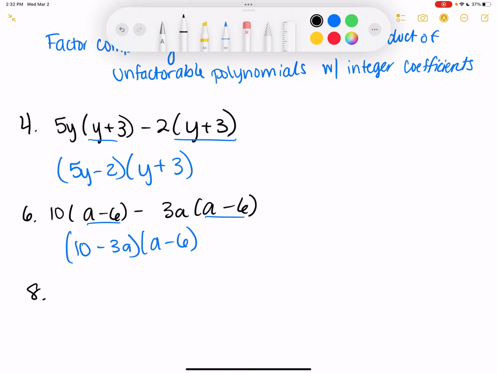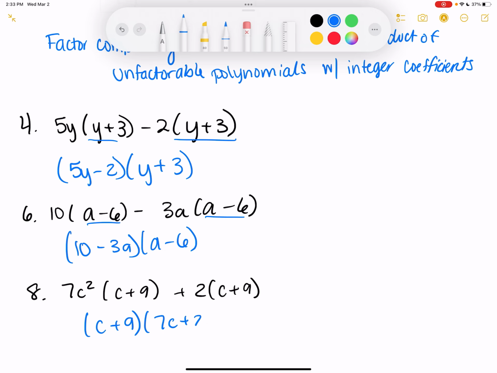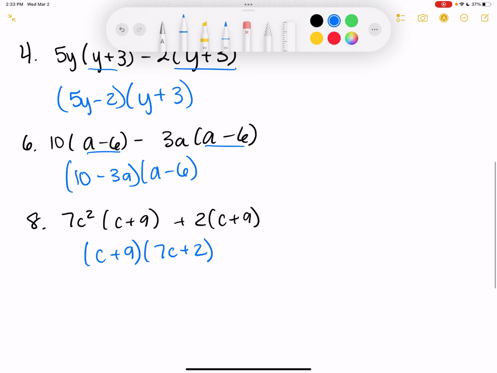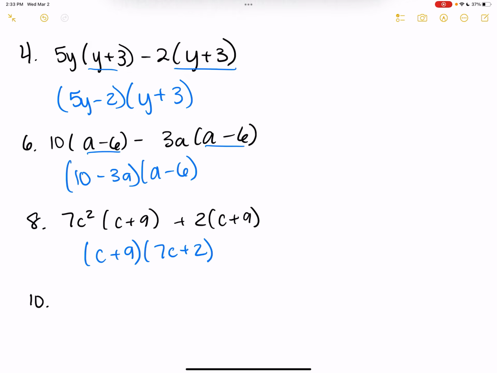All right, 8, 7c squared times c plus 9 plus 2 times c plus 9. How about this one? C plus 9. What else? 7c plus 2 and... All right, and then lastly we have 10. This one's a little different.